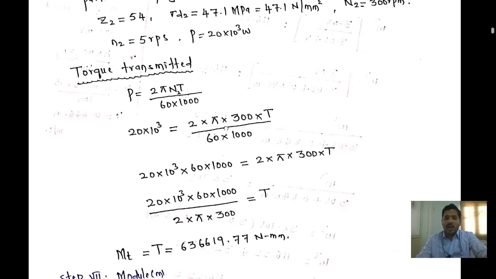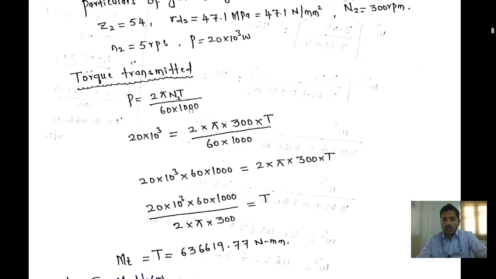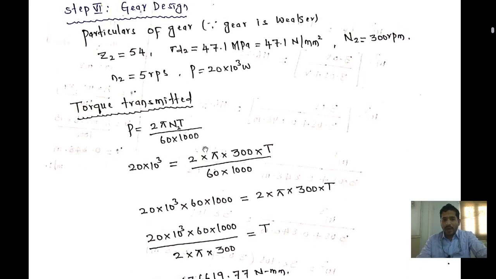For that reason we have to use the power formula, P equal to 2 pi N2 into T by 60 into 1000. So here the power value is 20 into 10 power 3 equal to 2 into pi into the speed of the gear, 300, into torque as it is, because we need to find out the value of torque T transmitted by the gear, by 60 into 1000.